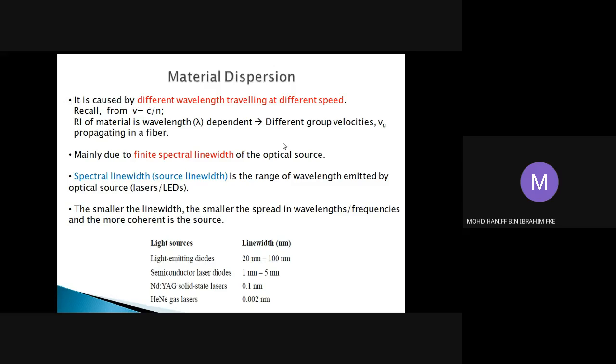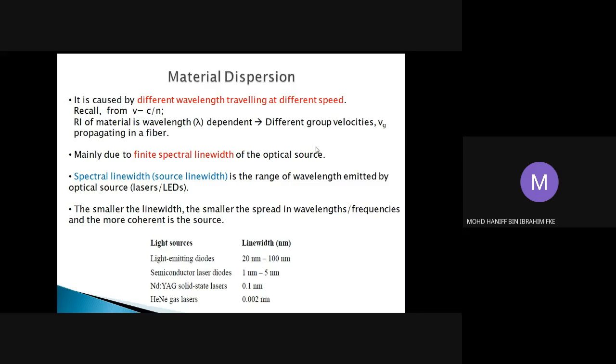I hope that you can relate the idea of what is causing this material dispersion in your optical fiber. As mentioned before, the effect is due to the finite spectral line width of the optical source. The spectral line width, or source line width, there should be two names there, again the same thing. Basically, it is the range of wavelengths emitted by the optical source, lasers or LEDs. Lasers and LEDs are two types of optical source, and we're going to learn this in detail in chapter 4 next week.